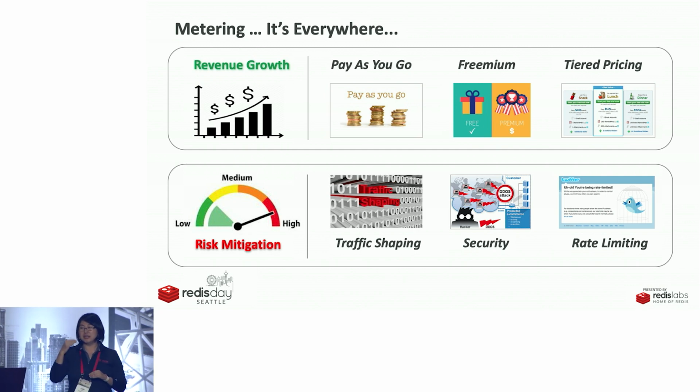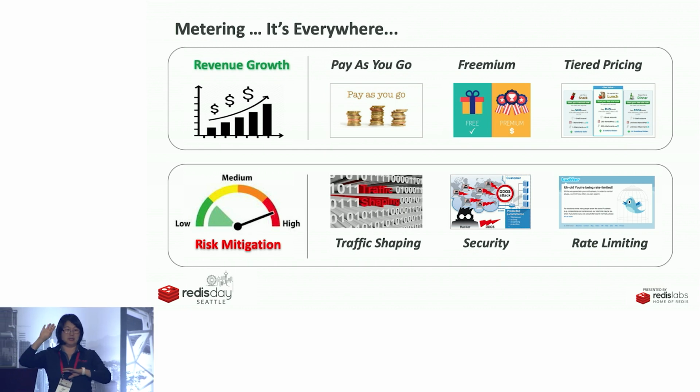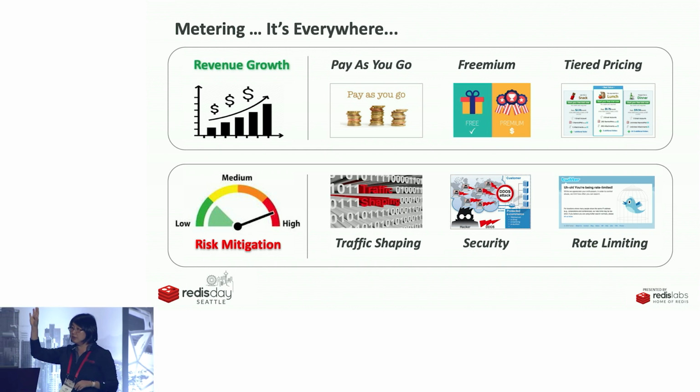So I typically break apart metering into two different segments. One is focused on metering from the view of revenue growth, and the other aspect is risk mitigation. How do you block something, or block people or services to prevent them from using too much of your resources?